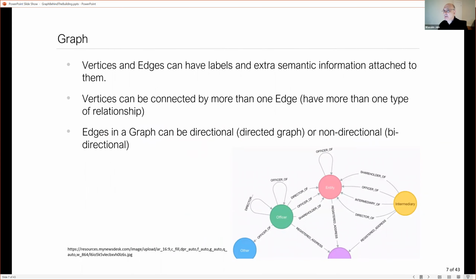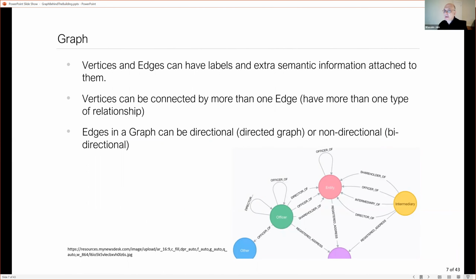Vertices and edges can have labels and extra semantic information attached to them, and vertices can be connected by more than one edge, obviously. A person can be the mother of another person, and she can also be the sister of another person. So they can have multiple relationships.